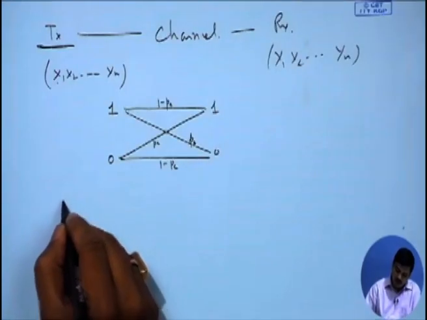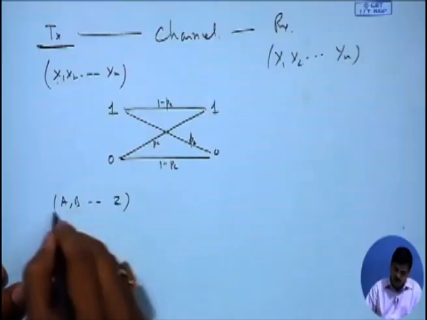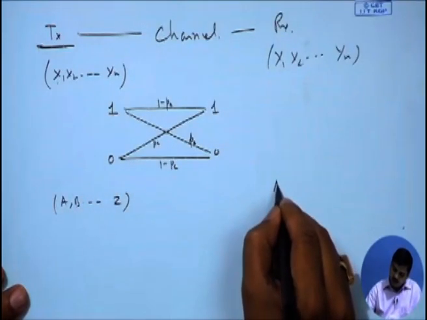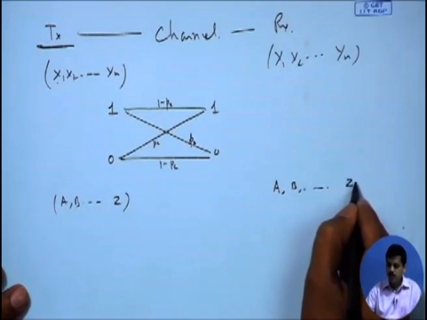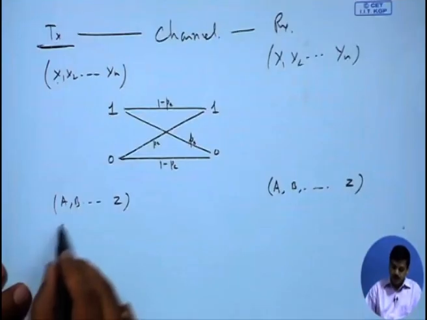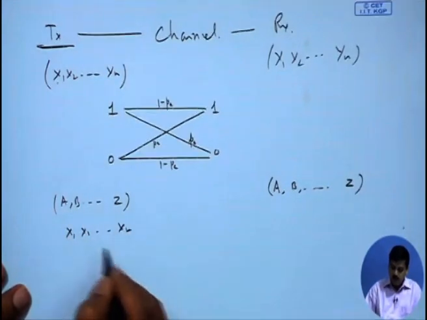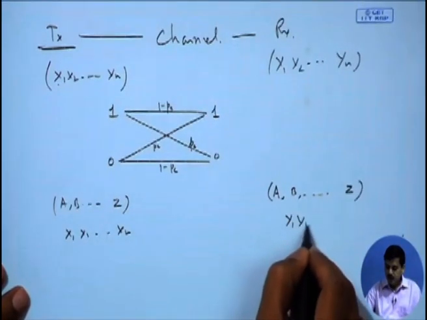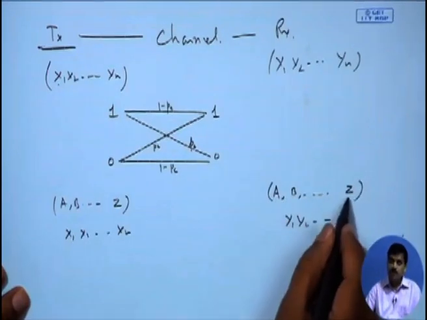If I take the example of a, b up to z, let us say I have these 26 characters. When I send a, there is a certain probability that a could remain a, a certain probability a could become a b, and so on, with a certain probability of a becoming a z. So, if I take any particular sequence from this, x1, x2 up to xn, I would find a corresponding sequence y1, y2 up to yn, where y1, y2, yn can take values from this.